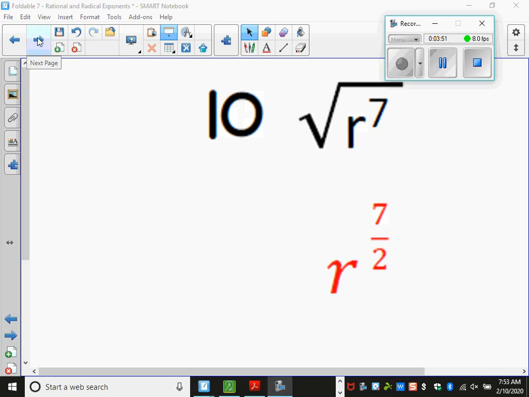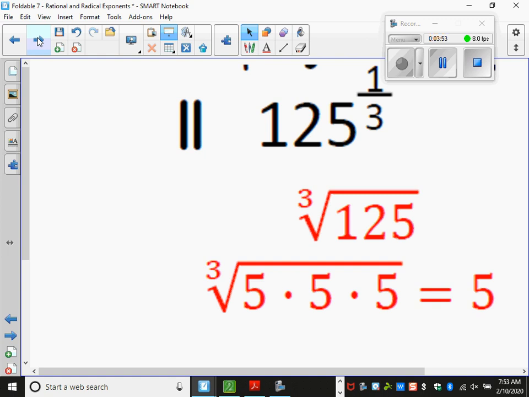All right, let's take a look when you have some numbers. If I have 125 to the 1/3, that's going to be the cube root of 125, which is 5. And you don't even need to say 5 times 5 times 5. Since it's a perfect cube, you can simply say equals 5.